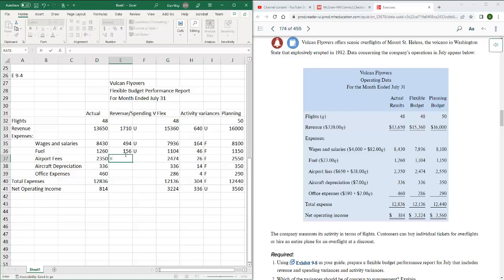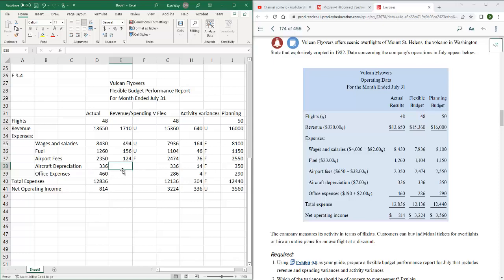Okay, airport fees, 2474 minus 2350. And by the way, I tend to be in the habit of taking the smaller number from the bigger number, just so I don't have messy signs in here, plus or minus, and then just worrying about whether it's favorable or unfavorable. But you do, however, kind of find best to keep track of these. So there's a $124 difference. Actual is less than the flex, so this one is favorable. Airport fees a bit lower than we thought they should have been given our actual activity.